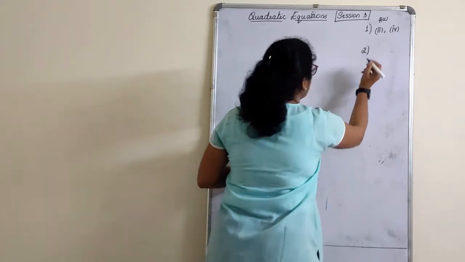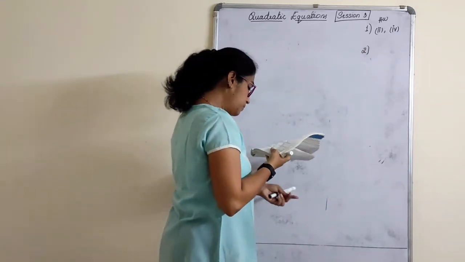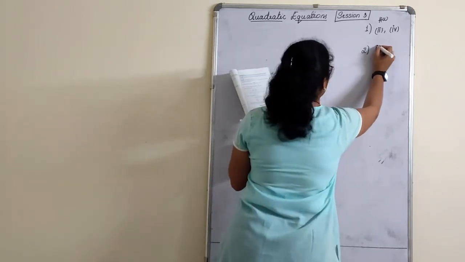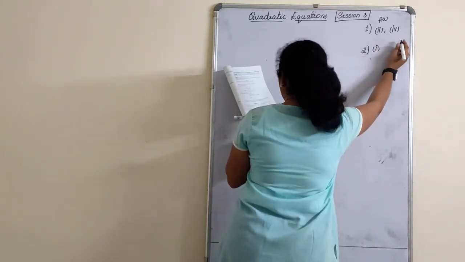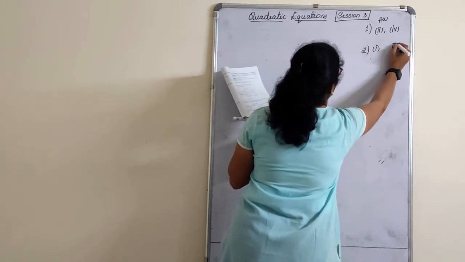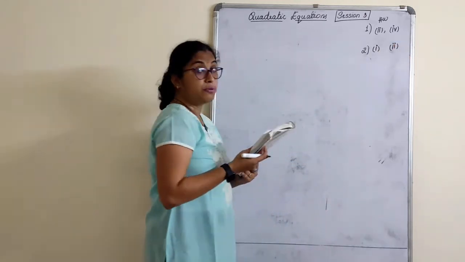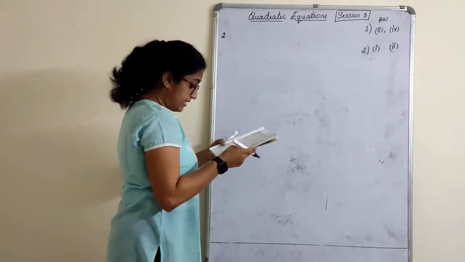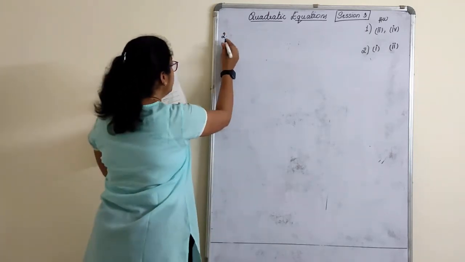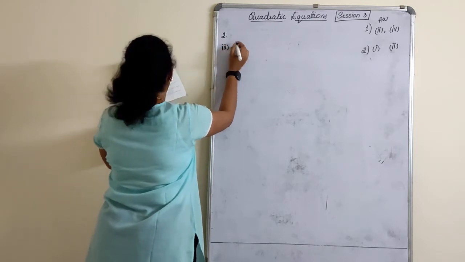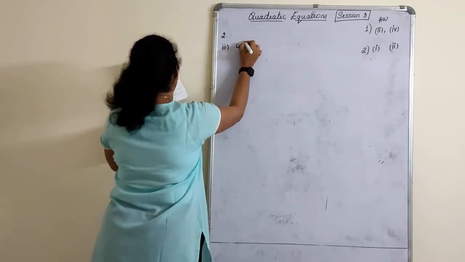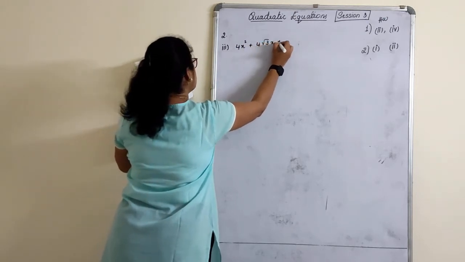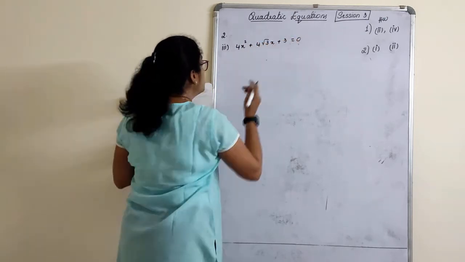Second main, by the quadratic formula method: the first and second are given as homework. We'll start with the third one. The third one is 4x square plus 4 root 3x plus 3 is equal to 0.